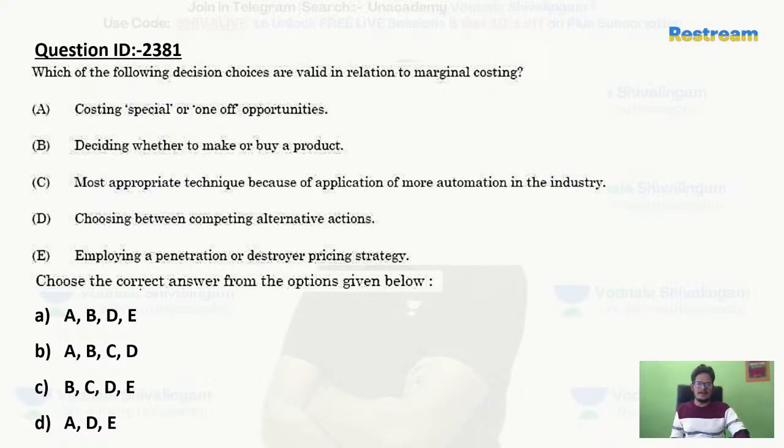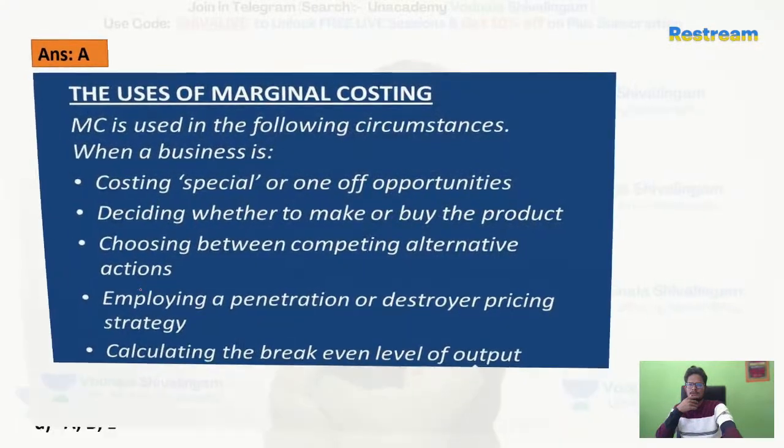Which of the following decisions are valid in relation to marginal costing? So answer A is the correct answer.